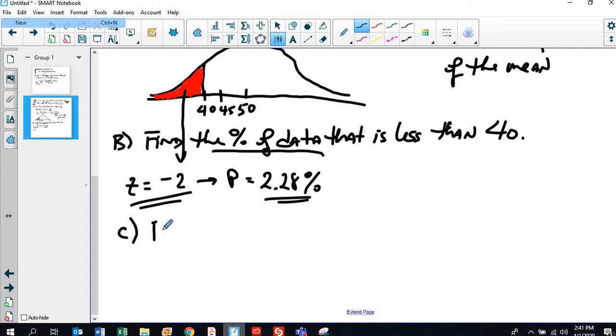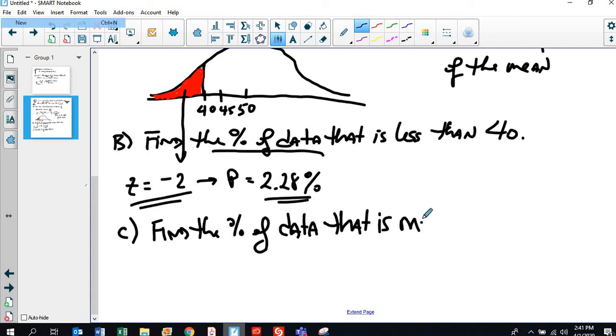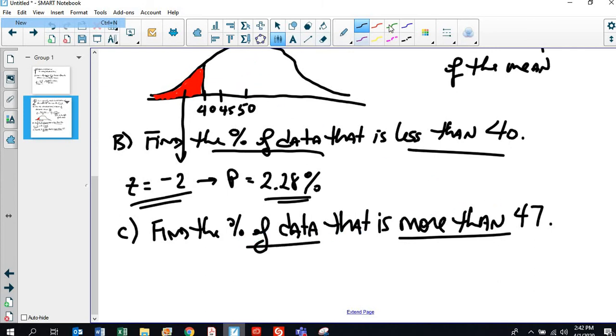Part C, find the percentage of data that is more than 47. Okay, so again, our data point is based off this situation. Now I'm looking at a number here, 47, but where do I want to go? Where am I looking? I'm looking to this side of the data. I'm looking to the right of the data.